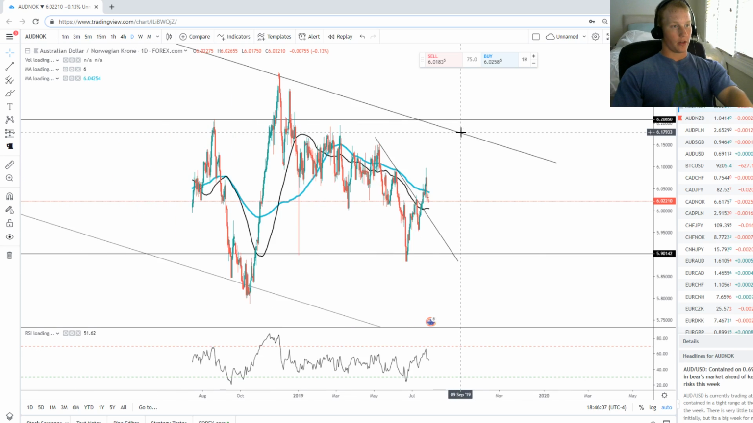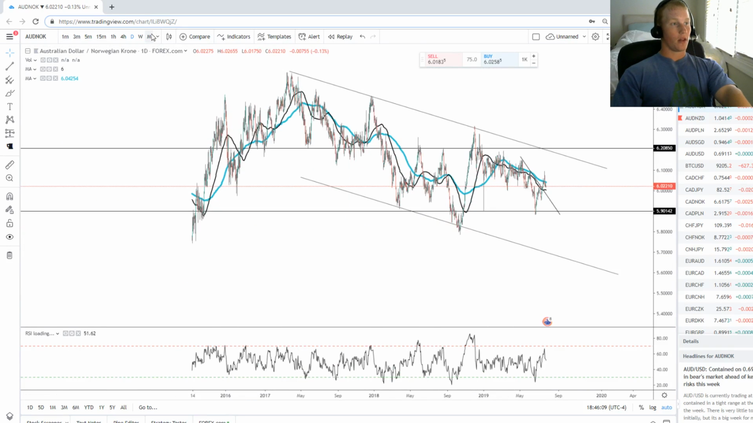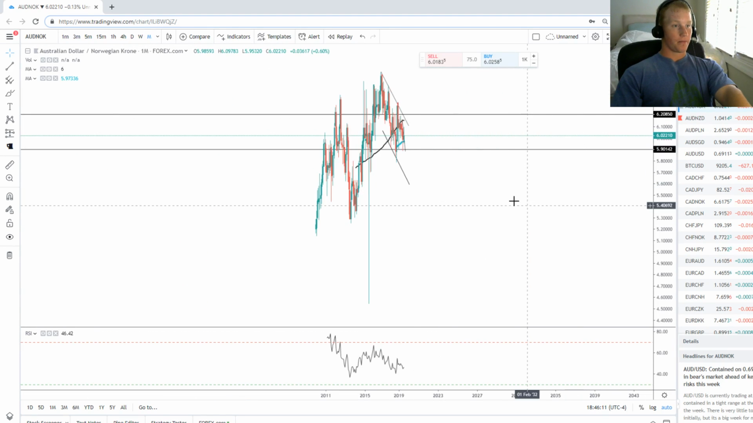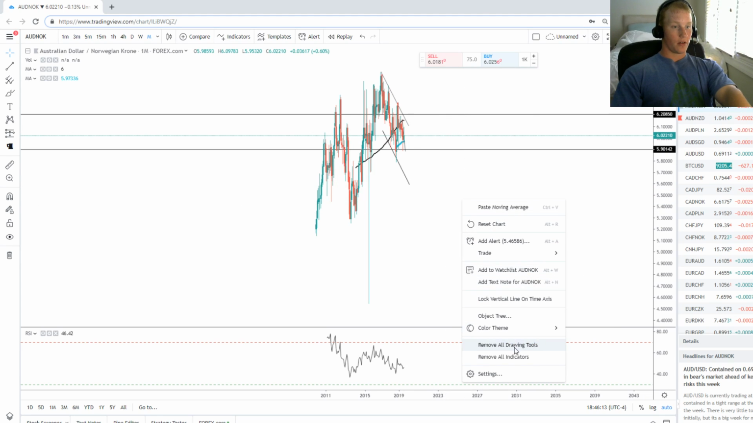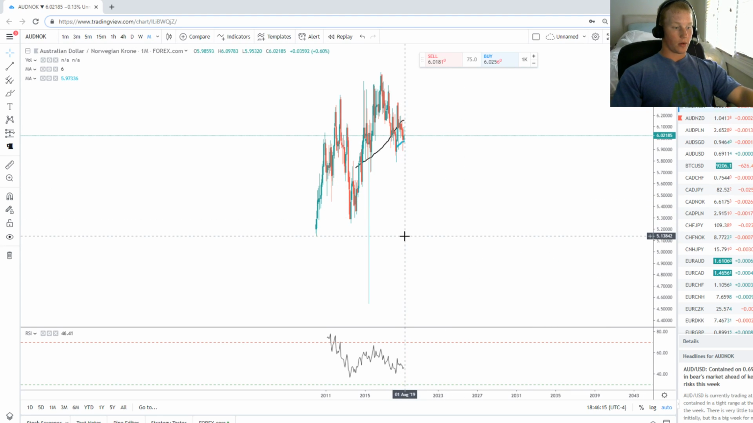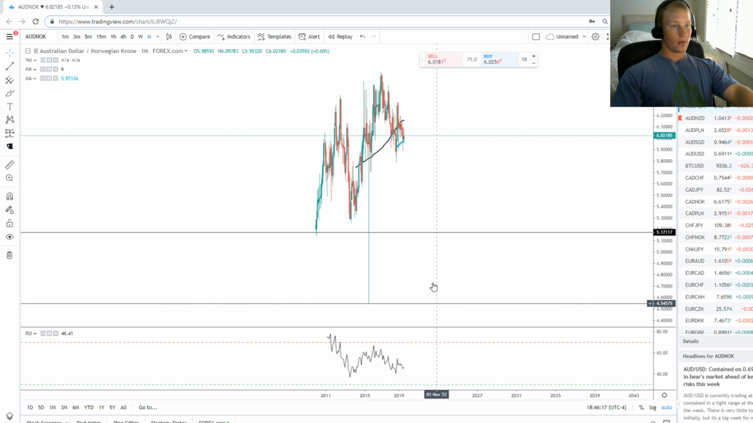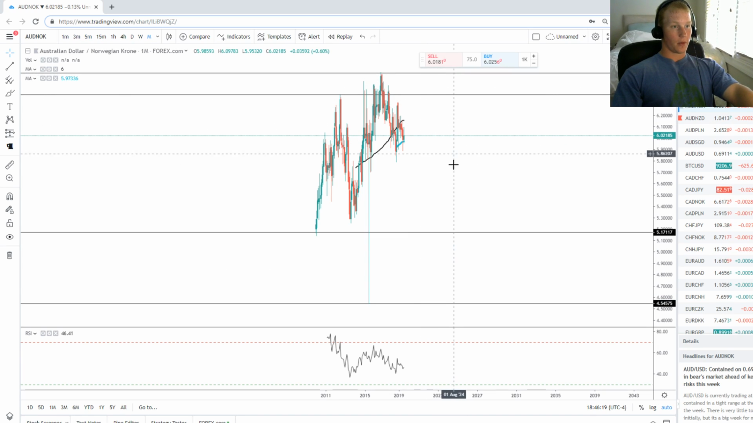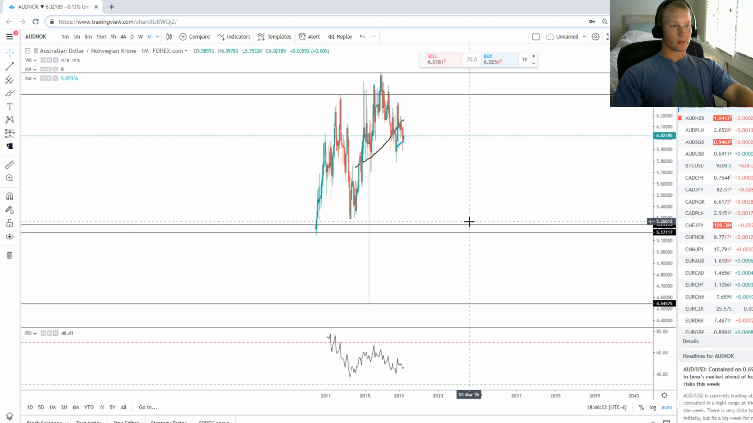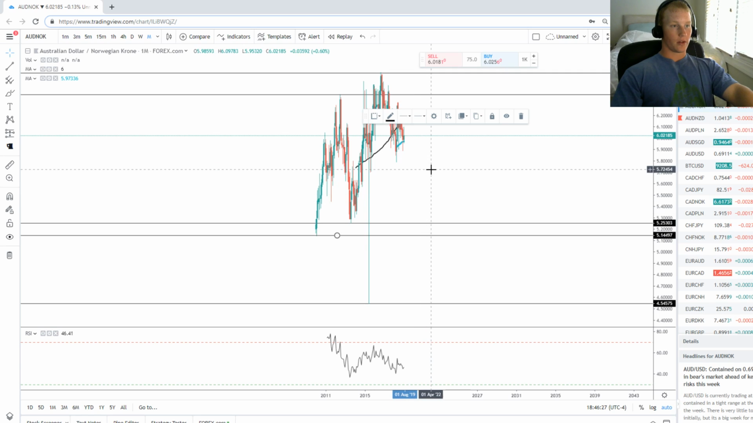Man, this analysis is going to take forever. Alright, to the monthly, shall we? Remove all drawing tools. And we'll go here. Boom. Boom. Boom. Boom. So mainly on the monthly, I'm just doing support and resistance. It's easy to see major support and resistance levels. Major.